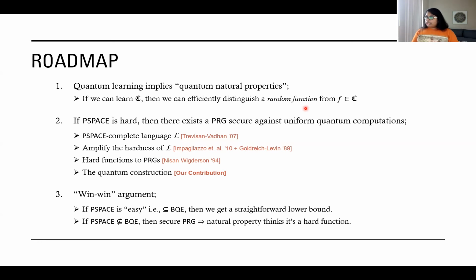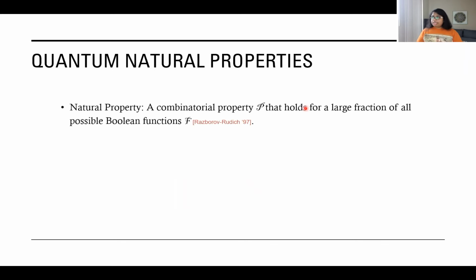So let's get into this. So the first thing is, what are quantum natural properties? So the idea of natural properties comes from Razborov and Rudich in '97, for which they eventually got a Gödel Prize, I think 10 years later.